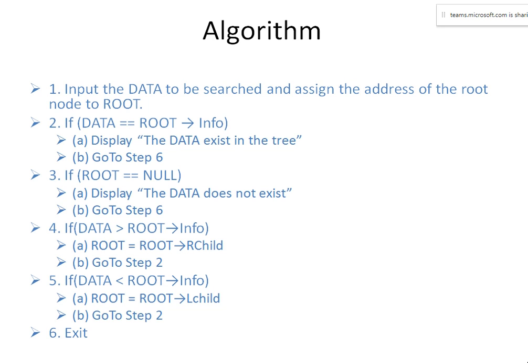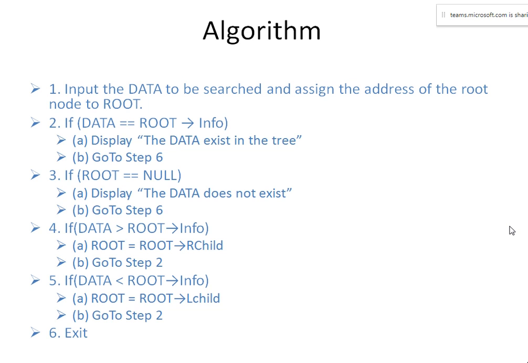Now here are the algorithm steps in a proper fashion. Input the data to be searched and assign the address of the root node to root. If data is equal to root information, then display data exists in the tree and go to step 6. If root is equal to null, then display data does not exist because there are no more elements to be processed in the tree. And go to step number 6.